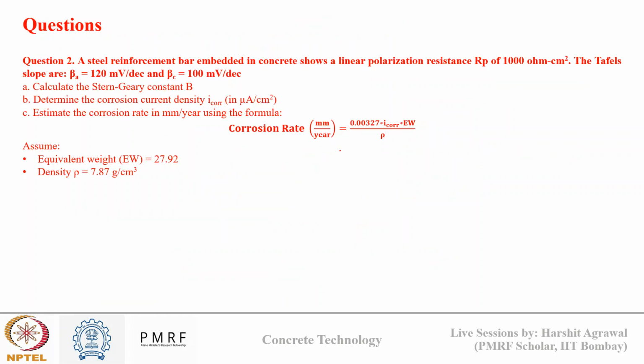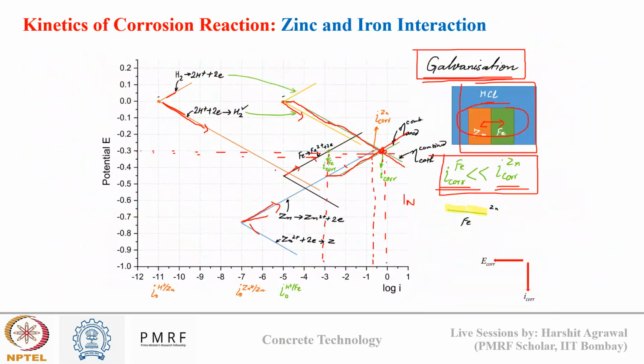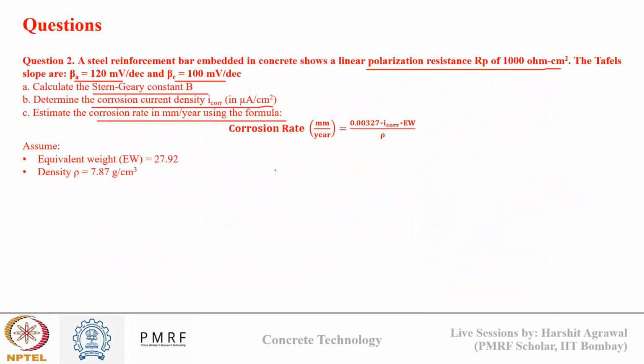Now try to answer this question. Here I have given you the Tafel constant values, and I have asked you to calculate the Stern-Geary constant B, the corrosion current density, given that you know the polarization resistance, and then the corrosion rate. Just try to attempt this question, and in the meantime, if you have any doubt regarding the Evans diagram, zinc and iron interaction, and Faraday's law, you can ask.